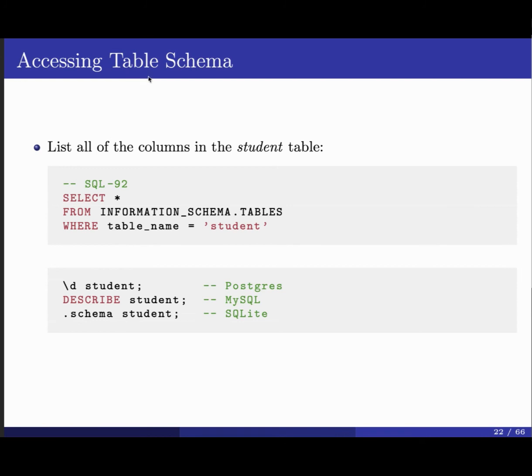So in order to access the table schema, we can access it similarly. This is the standard for SQL-92, the way to access the columns for a specific table. And this is for Postgres: you have \d and the name of the relation, which displays the columns for the specific table. For MySQL, it's just describe student, and SQLite is .schema student. So each database management system does things differently. We have something standard, but each of them has its own way. Each of them tries to come up with something special.